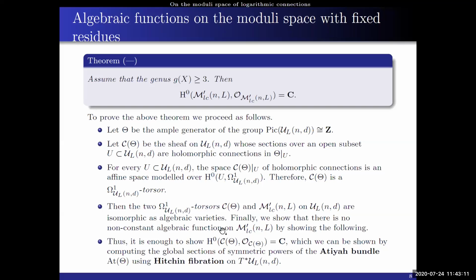So to prove that algebraic functions over MLC prime ND are constant, it is enough to prove it for C theta. This has been proved using the Atiyah bundle, computing the global sections of symmetric powers of the Atiyah bundle, and the Hitchin fibration on T star of ULND. Using these two techniques, we are able to prove this, and in this way this completes the theorem.